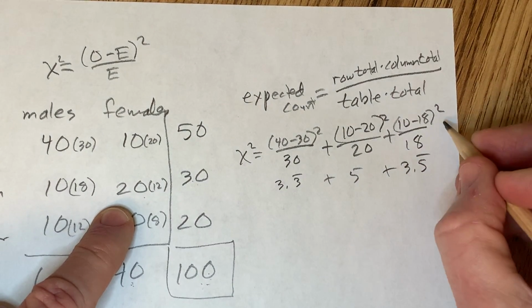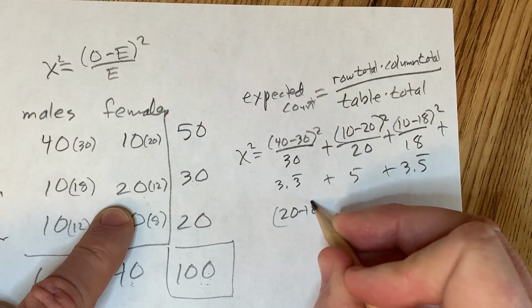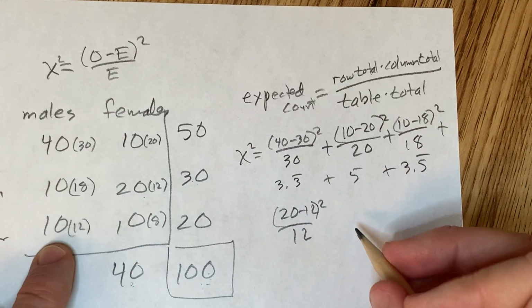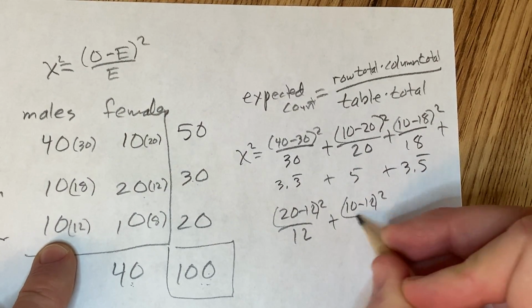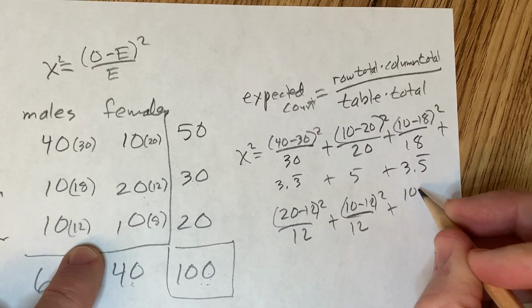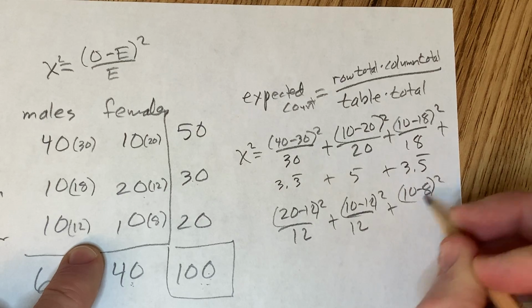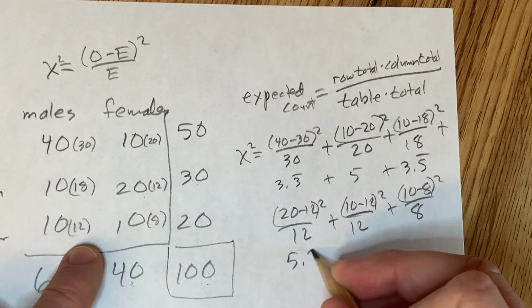20, and then we would say plus, and then down here, 20 minus 12 squared over 12, and then plus 10 minus 12 squared over 12. And then plus 10 minus 8 squared over 8. This, in fact, is equal to, I believe, 5.3 repeating.